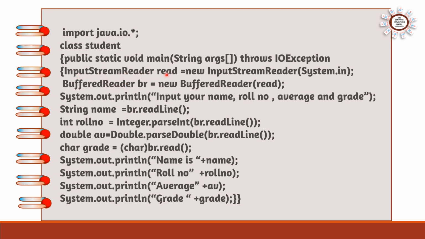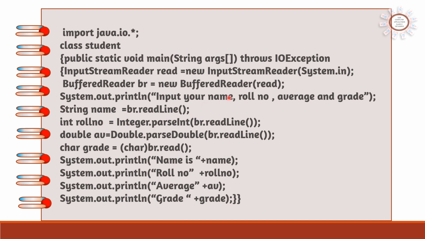And then InputStreamReader read = new InputStreamReader(System.in). Read is the object, and BufferedReader br = new BufferedReader(read). So here we have created the object of InputStreamReader, read, and for BufferedReader, br. And now give the command for accepting data. Input your name, roll number, average, and grade. Name we will accept as a string, roll number an integer number, average a double or decimal number, and grade one character. So first of all we are accepting the name as a string: String name = br.readLine(), the command for accepting the string.